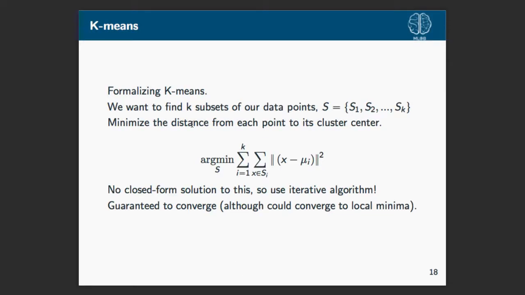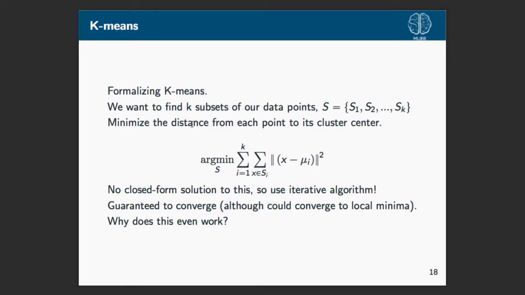Now, unfortunately, there's no closed form solution to this, so you can't just solve it immediately, which is why we need to use an iterative algorithm. And that's what k-means is. It's an iterative algorithm, and it's guaranteed to converge, although it could converge to a local optimum. We'll see why it's guaranteed to converge later on.